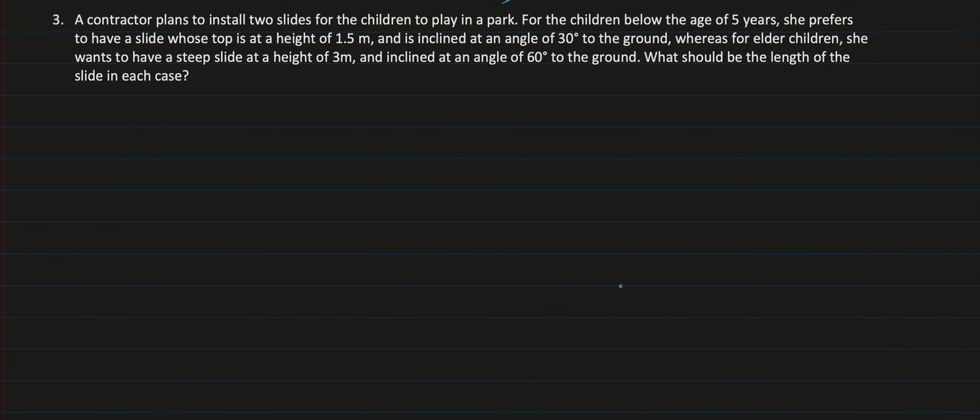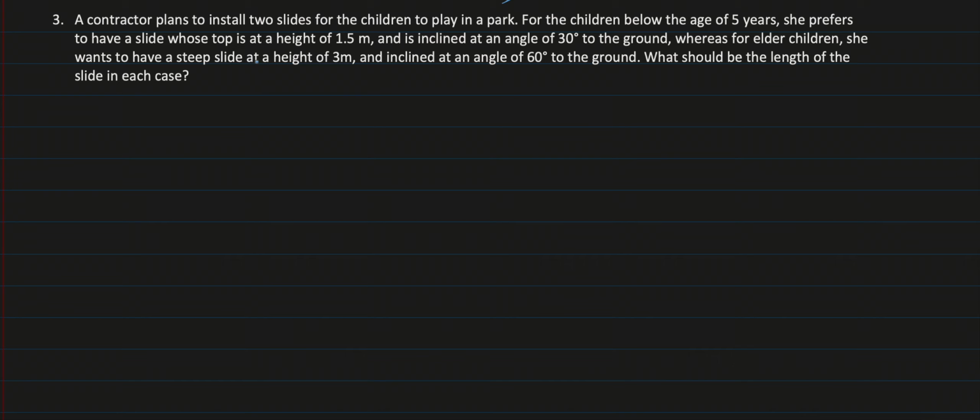A contractor plans to install 2 slides for the children to play in a park. For the children below the age of 5 years, she prefers a slide whose top is at a height of 1.5 meters and is inclined at an angle of 30 degrees to the ground. Whereas for the elder children, she wants a steep slide at a height of 3 meters and inclined at an angle of 60 degrees to the ground. What should be the length of the slide in each case?